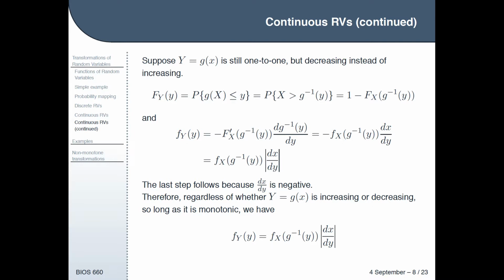So this allows us to simplify the formula a little bit. If the mapping is 1-to-1, regardless of whether it's increasing or decreasing, as long as it's monotonic, then the formula for the PDF of the transformed variable y is just the PDF of the original variable x evaluated at the inverse function of y, times the derivative of the inverse of the transformation function.